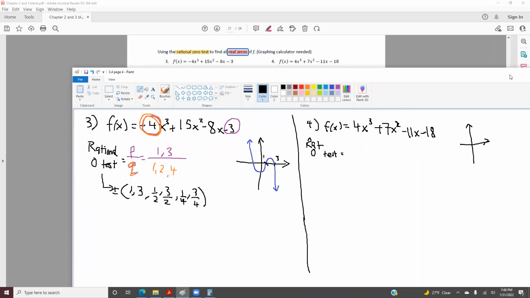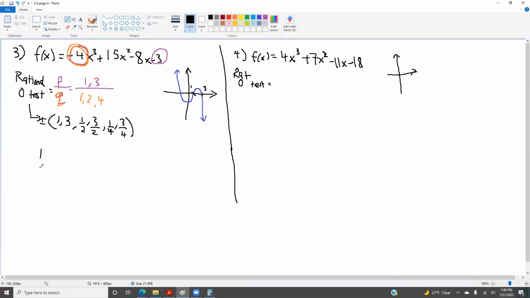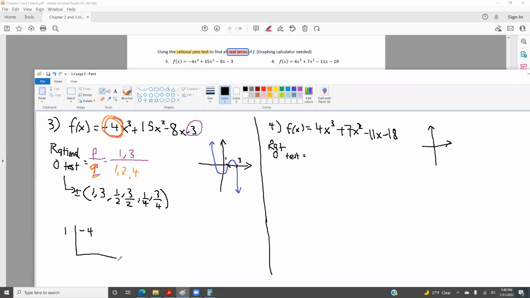Okay, so what you do here is you just perform synthetic division with one of these zeros that you found in your graph. So we can do 1. So go ahead, try 1 here. And it is -4. Don't forget the negative when you do your synthetic division. 15. -8 and -3. Drop your negative.